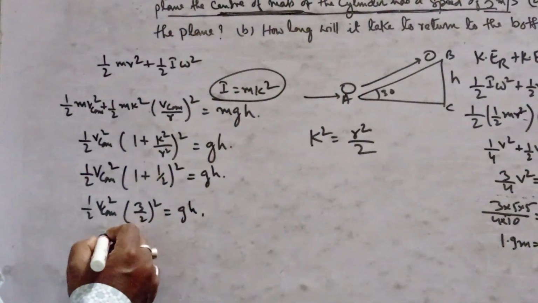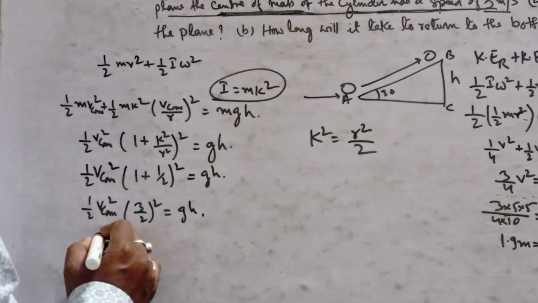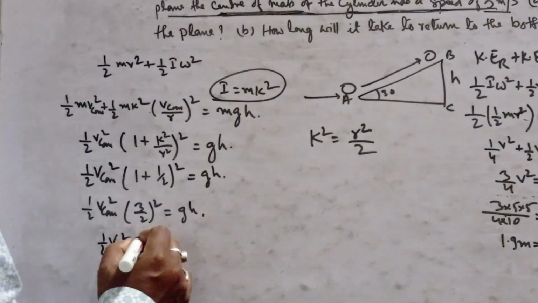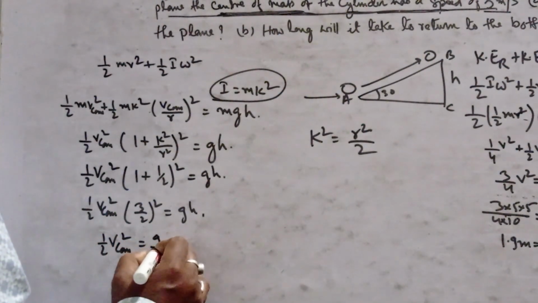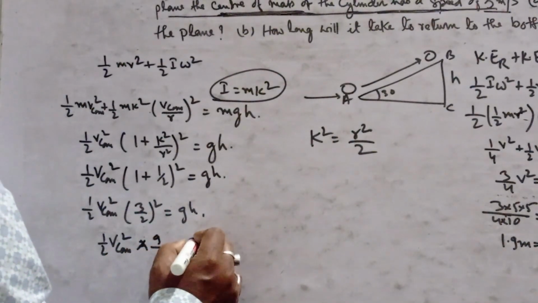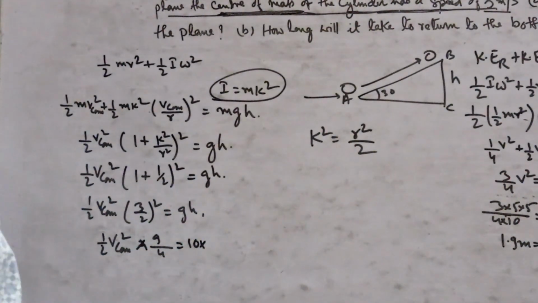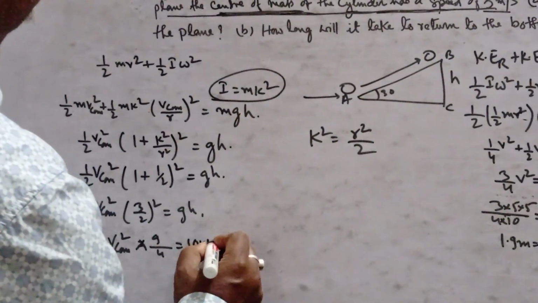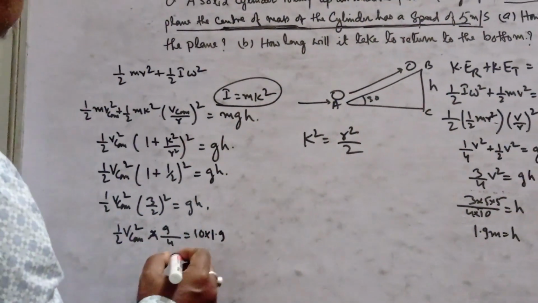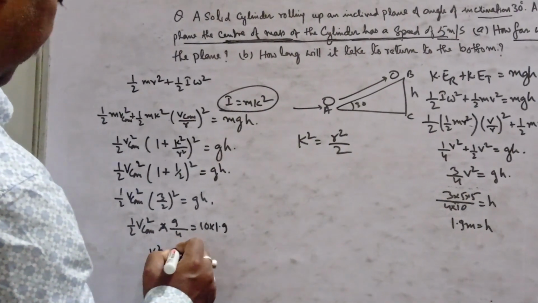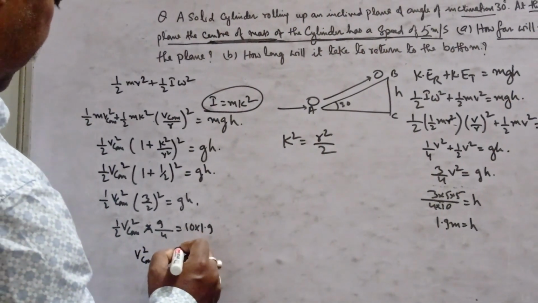So here 1 by 2 v square into 9 by 4 is 10 into your height h. The height h is 1.9, so we are taking 1.9. So here v square will be equal to how much?